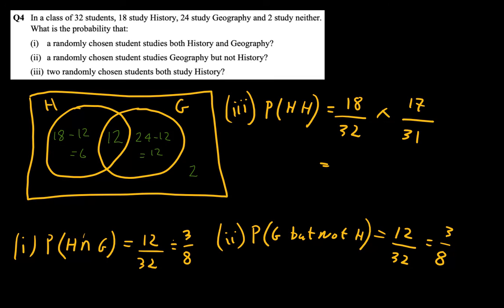Which gives 153 over 512. Let me just double check that. No, it doesn't. I have done 32 times 32 in the denominator. Okay, 496. That's good.